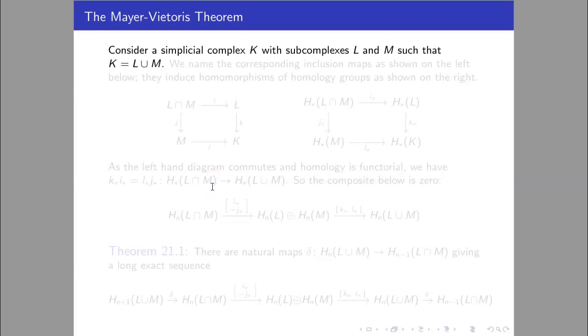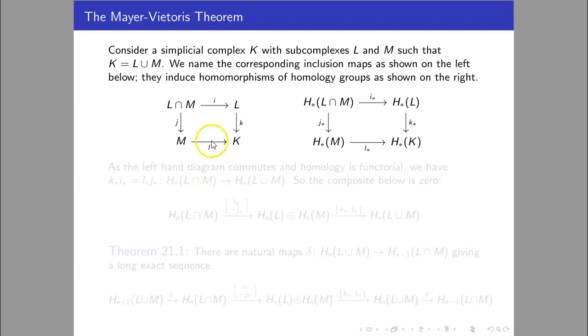So now I want to discuss the Mayer-Vietoris theorem, which is a method of calculating homology groups. It's somewhat analogous to the Seifert-van Kampen theorem that we use to calculate pi 1 of the union of two subspaces. But in this case, we're going to calculate homology. So the idea is we've got a simplicial complex K and two subcomplexes L and M, such that K is the union of L and M.